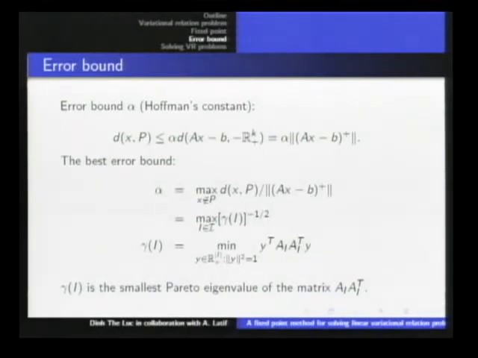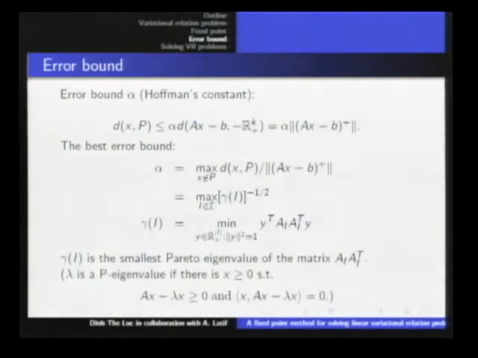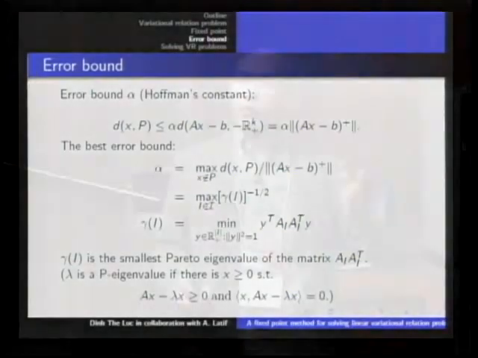The plus here means that you take the positive part of the vector. Then alpha can be calculated. The best error bound is given by this formula you see here. And gamma i is computed by this formula also. The column is also the smallest Pareto eigenvalue of the matrix I transpose. Here is the definition of Pareto eigenvalue. It's a kind of generalization of the eigenvalue of a matrix to this more general case.